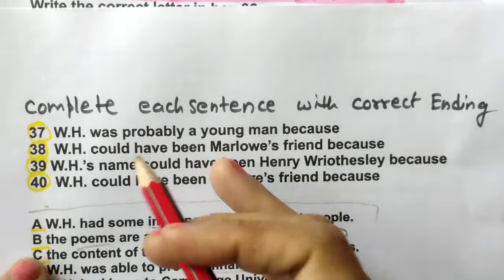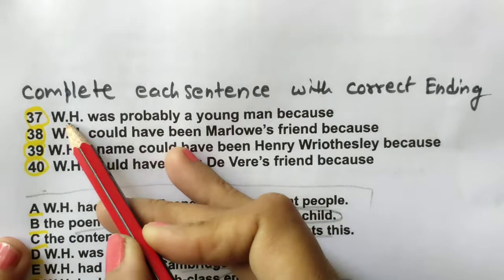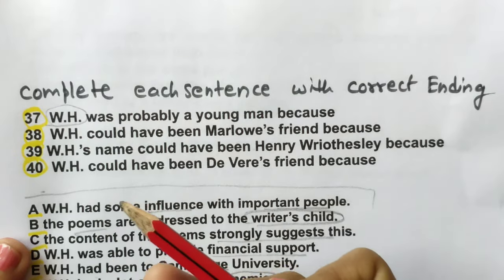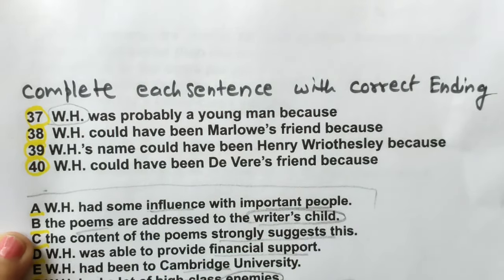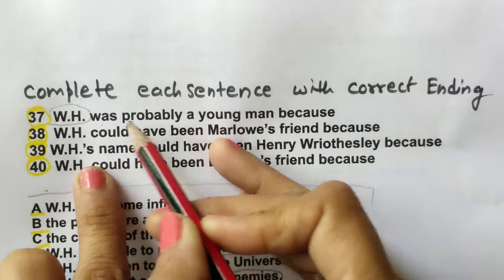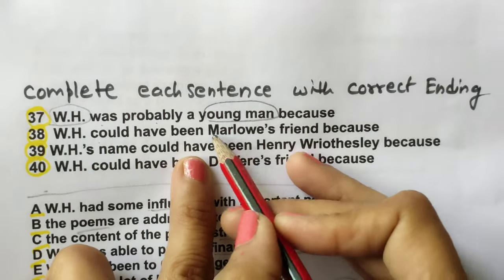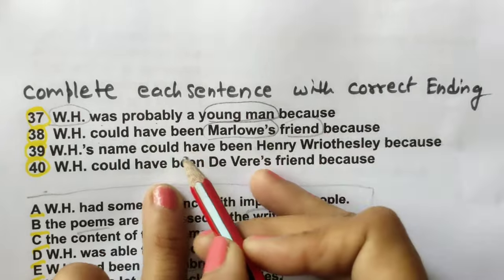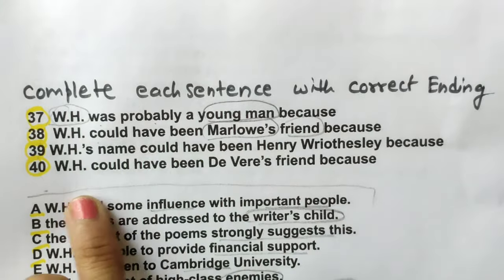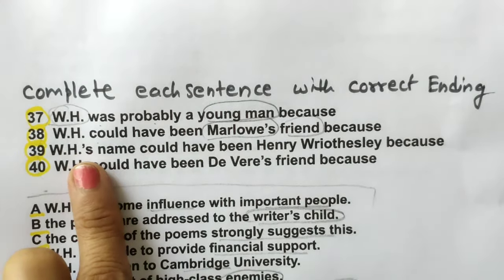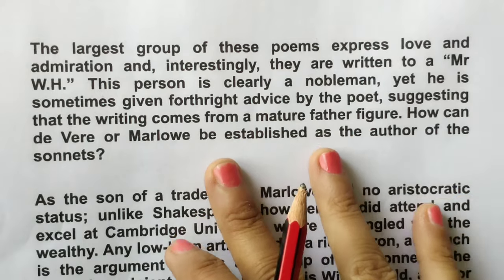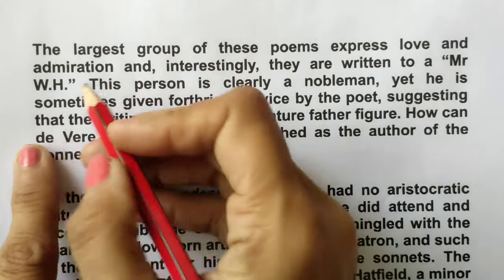Now the first question says, 37th question I mean, WH. Now this word we have to find. Till now we haven't come across it. Now I will show you the reading also. Was probably a young man. Okay, and then this person's name is also there. Everywhere WH is there. Let's find this WH word in reading. Now the last page of this reading is this. Now here I can see the WH word.